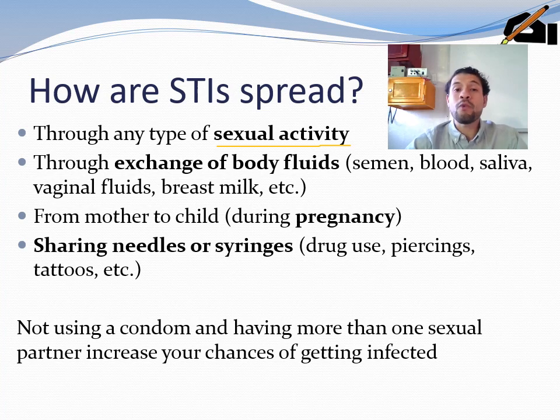But there are other ways in which we can get infected. One of them is through the exchange of body fluids or bodily fluids. What does this mean? As I mentioned earlier, your body produces different types of fluids like semen, blood, saliva, vaginal fluids, breast milk, tears, mucus, among many others. If there is an exchange of these fluids between one sick person and one healthy person, then the infection will happen and both of them are going to be infected.